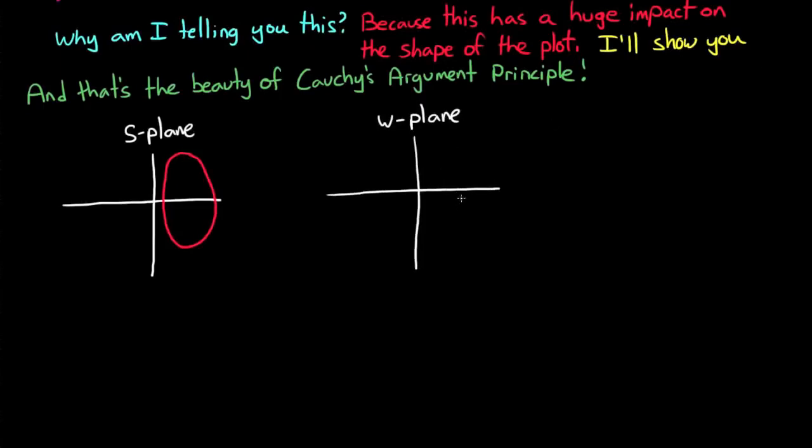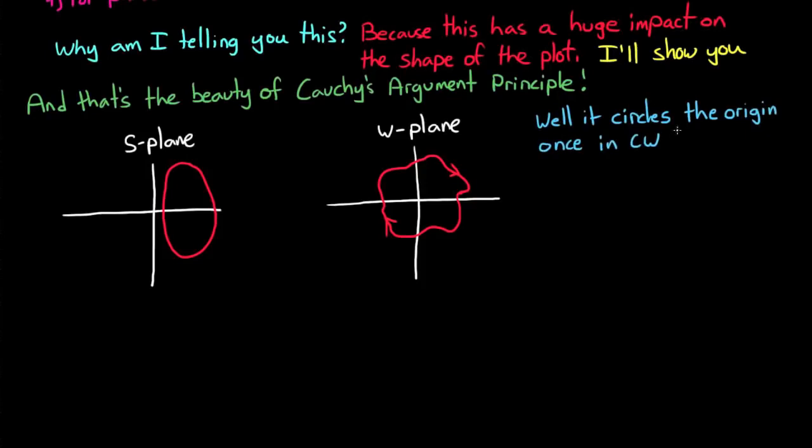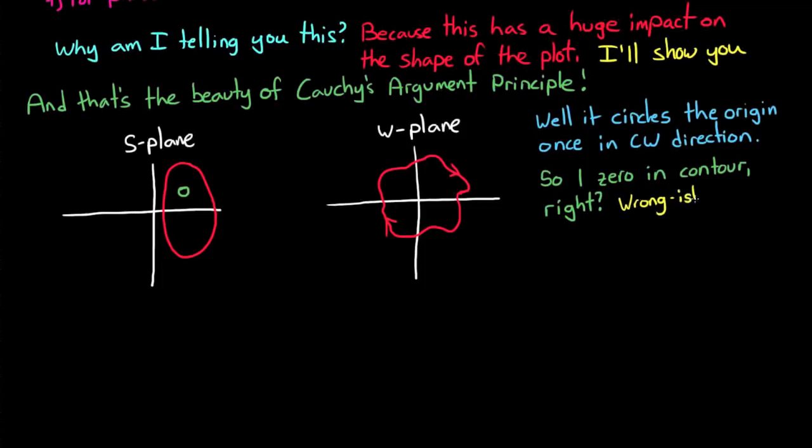So let's see, if I gave you this arbitrary contour and then told you that the mapping into the W-plane looked like this, what could you tell me about what's inside? Well, let's see, it circles the origin once in the clockwise direction, so there must be 1 0 inside the contour, right? Wrong. Well, sort of wrong. Remember, all this tells us is that there is one more 0 than poles inside the contour. So if there are no poles, then there is 1 0. But what if there's 3 poles? Then there must be 4 zeros.